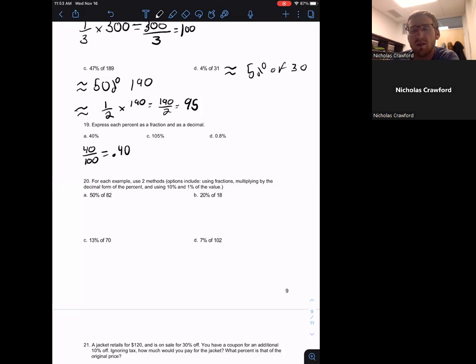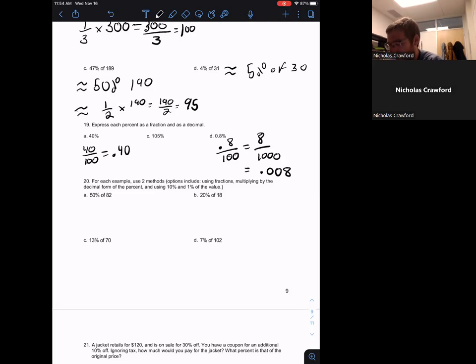How about 0.8%? So I'm going to write it out of 100. So that's 0.8 out of 100. I don't like decimals in my fractions, so I have to move the decimal place over. So this is 8 over 1,000. I had to move the decimal place over on top and bottom, which means this is 0.008, 8 thousandths.